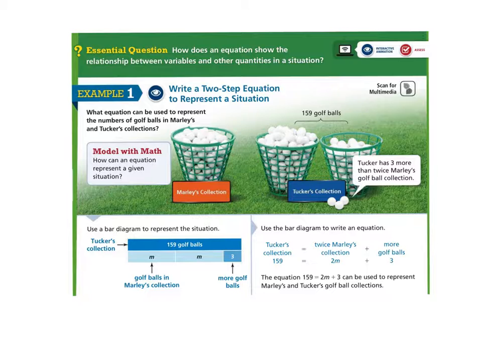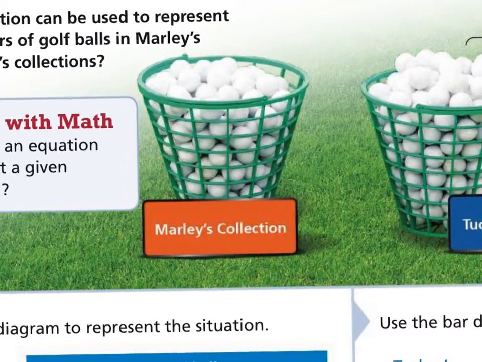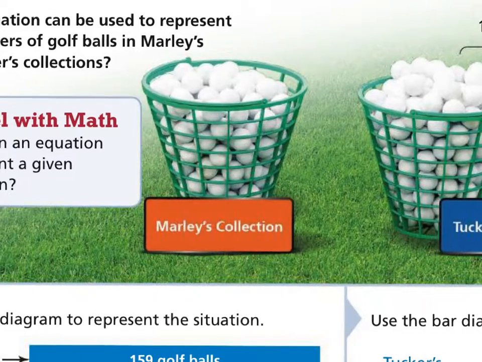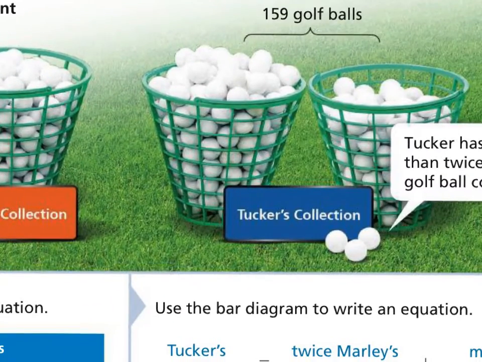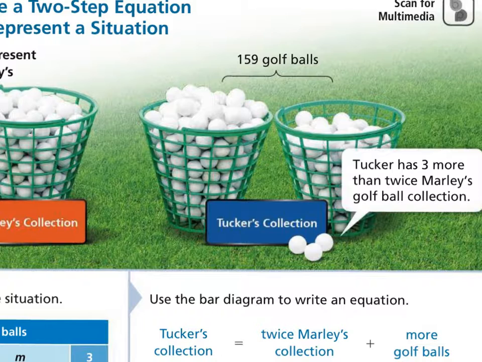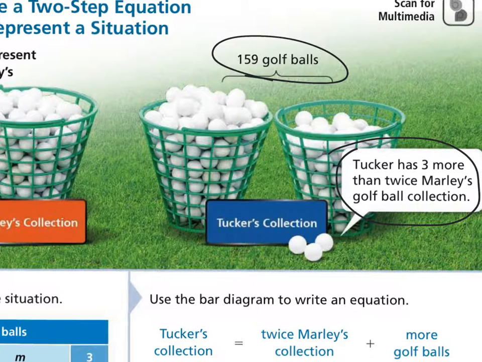So on example 1, what equation can be used to represent the numbers of golf balls in Marley's and Tucker's collections? So you can see Marley's collection with no information given, and then you see Tucker's collection is 159 golf balls, and we know that Tucker has 3 more than twice Marley's golf ball collection.